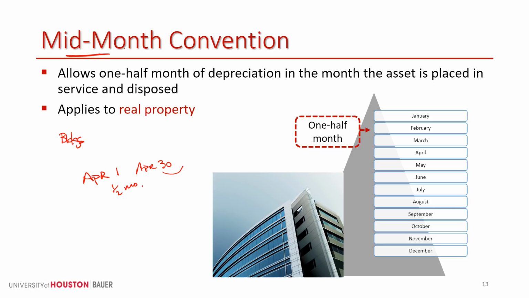So you can see taxpayers have an incentive to kind of time things towards the end of the month if it's a significant cost that we're talking about. So you get half of the month. In my case, April, I just get half of April. And then I get full depreciation for every month after.